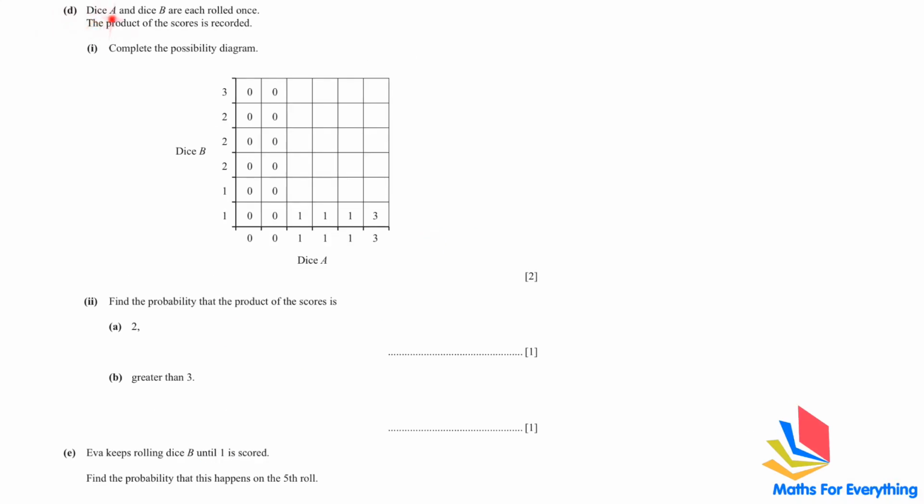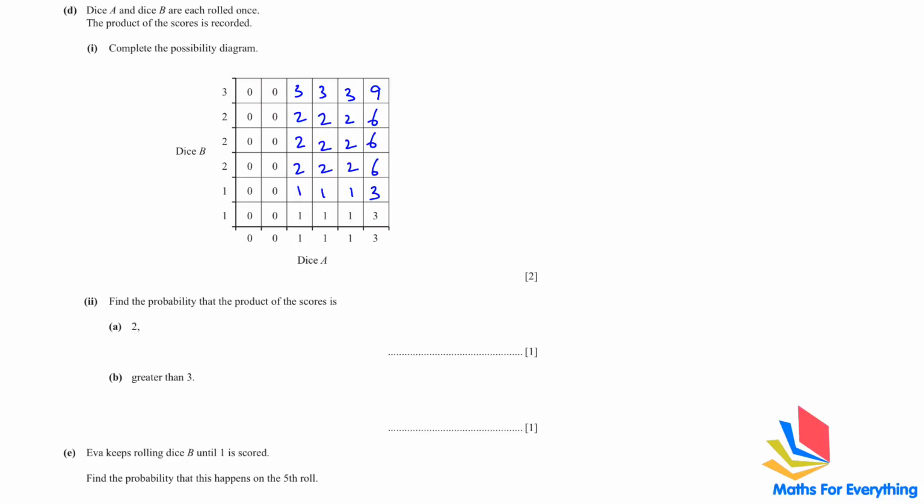Part D. Dice A and dice B are each rolled once. The product of the scores is recorded. Product means you multiply and we have to complete the possibility diagram. So 1 multiplied by 0, 0. 0 multiplied by 1, 0. That's how you write the answers. Now 1 multiplied by 1 is going to give us 1. 2 multiplied by 1 will give us 2. I will multiply all the numbers and write the answers now.